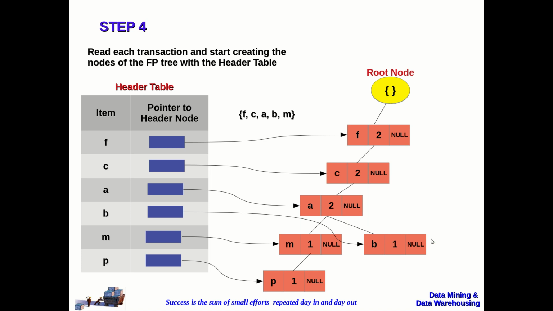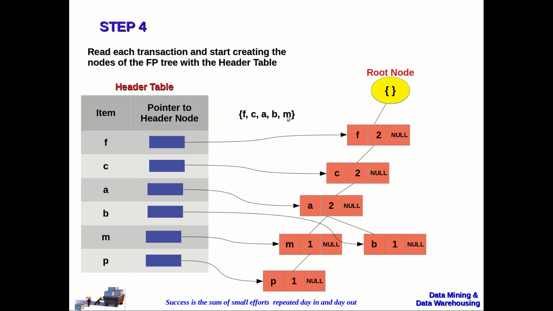And since this B is the first node of B, the pointer to the header node will be pointing to this. And the count is 1. Right? This is the first time B is encountered. So 1 will be the count.